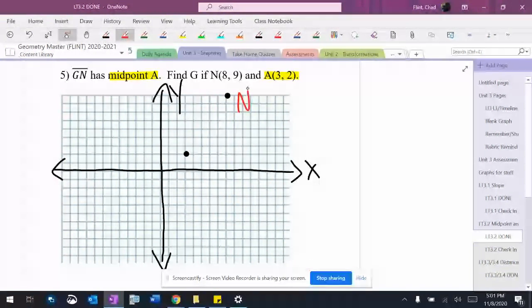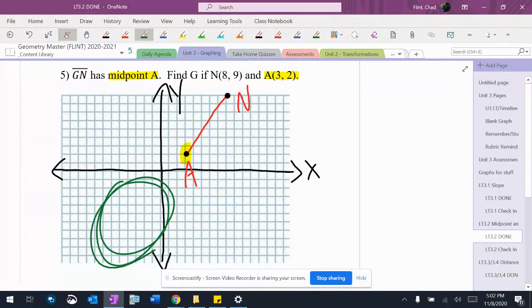Now, it's super important here to label these. And I also think it's a good idea to highlight the midpoint like that. Because now what I know is that this other point should be someplace over here. Okay, so the A is going to be in the middle. So if I am trying to find this and I end up trying to go off the graph or something, I'm going the wrong direction.